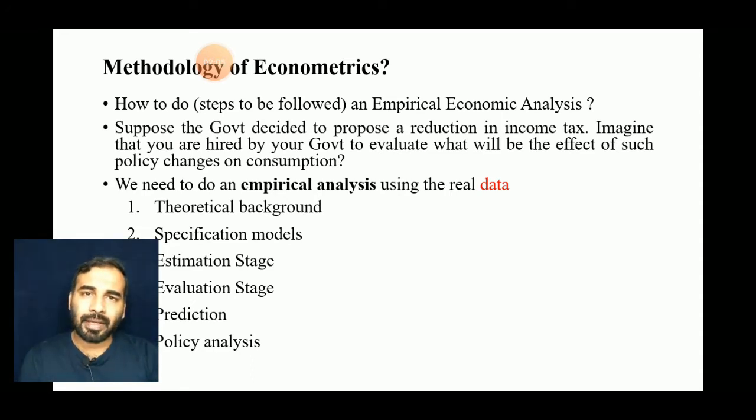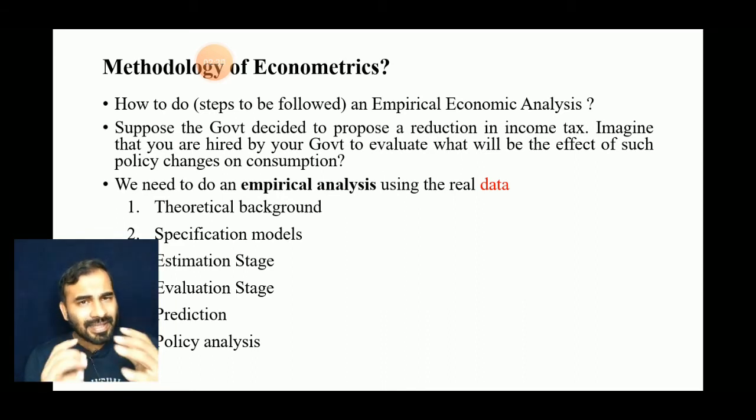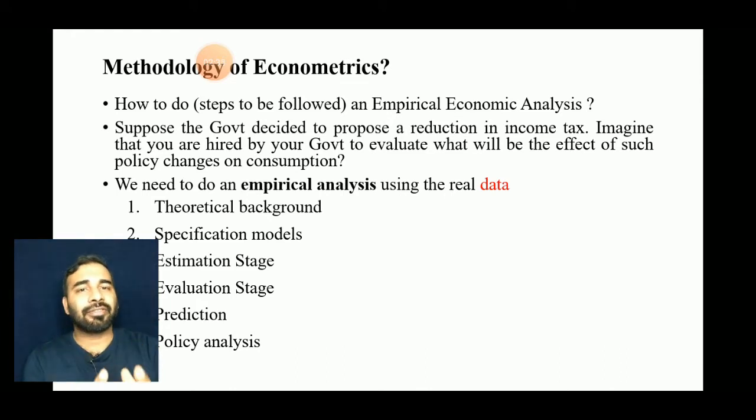Basically we have two different types of methodology. One is the classical methodology and the other is the Bayesian or modern econometric methodology. What we are going to discuss in this portion is the classical econometric methodology. In this methodology, we have to go through 6 different stages or steps.